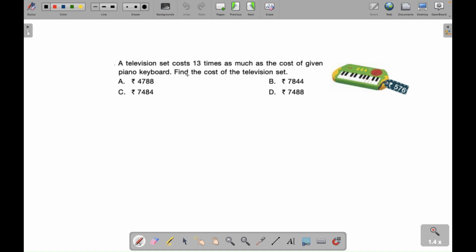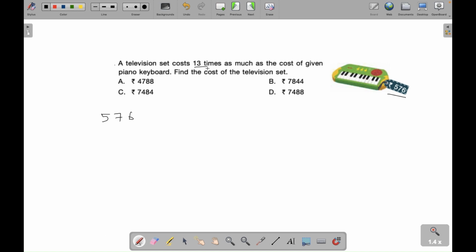A television set costs 13 times as much as the cost of a given piano keyboard. Find the cost of the television set. Right. So you are given the cost of the piano keyboard, which is 576. You are also given that the cost of the television set is 13 times more than this. So it is given 13 times.